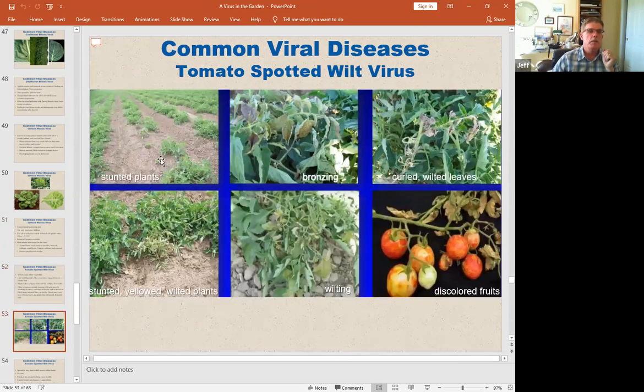So, stunted plants, see how much smaller these tomato plants are. There was a double row planted down through here. You may see some bronzing or discoloration of the leaves. Wilted leaves, yellowed and wilted leaves, and even here are the fruit patterns. Another ugly disease.